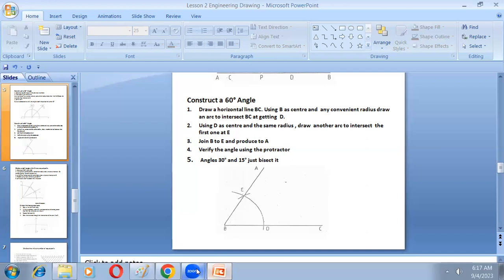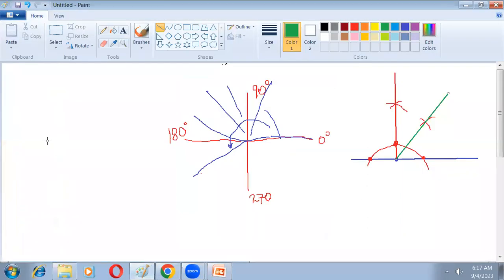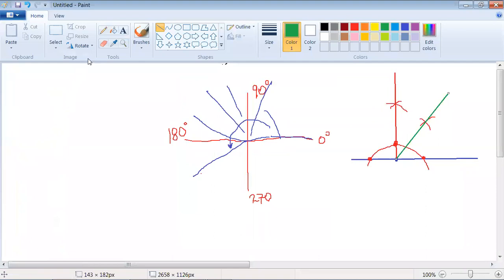Let me pull the board here to make a sketch in order to understand this a little better. This is the line, right? Want to get a 60-degree angle, you just open the compass any distance from this point, any distance, and you make it bisect this. Open the compass any distance and let the compass create this arc.